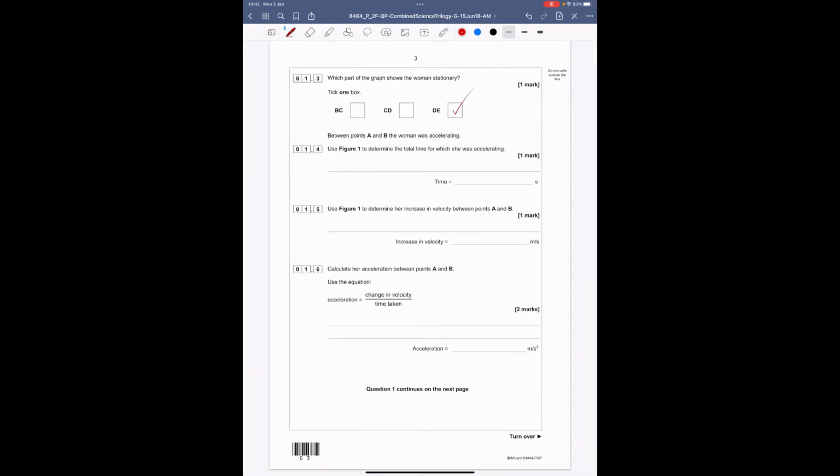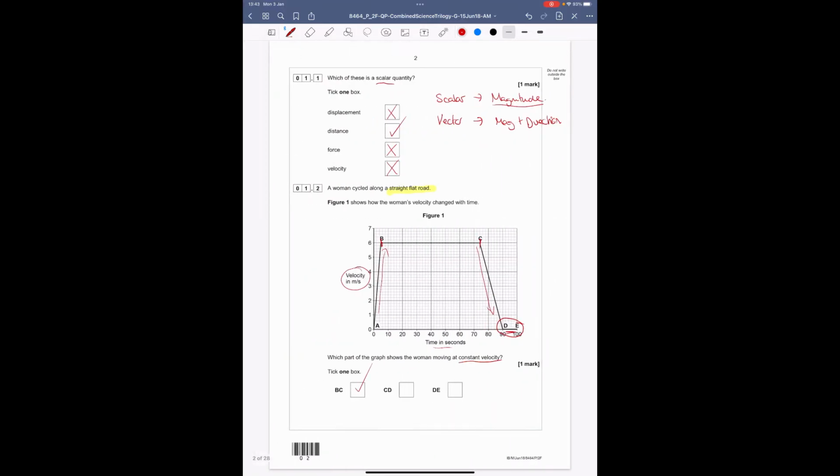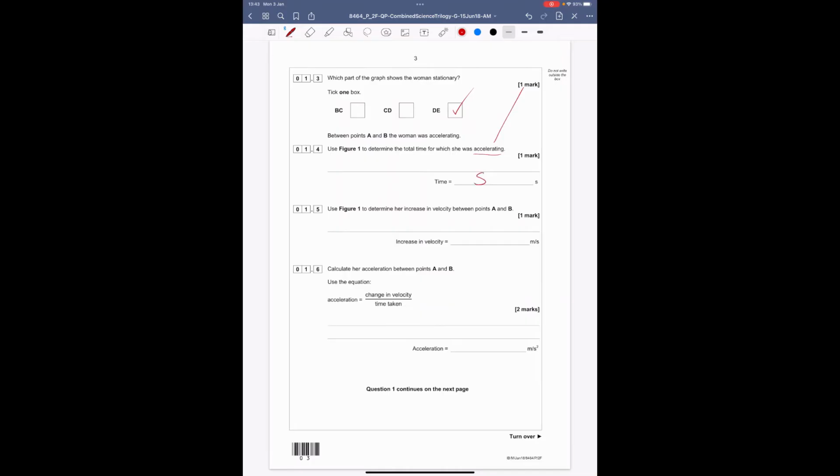Between points A and B, the woman was accelerating. We've said that because we know the line is going up between those 2 points. Use figure 1 to determine the total time for which she was accelerating. So I am going to have to flip back towards the graph. Between A and B, how long was the woman accelerating for? You would use a ruler. If you go down, it should be 5 seconds. So she was accelerating for 5 seconds.